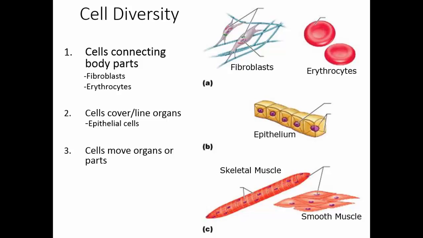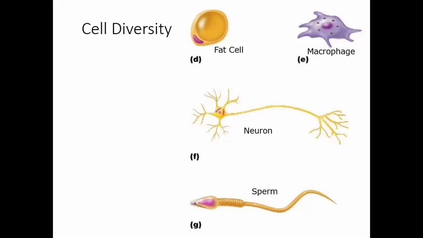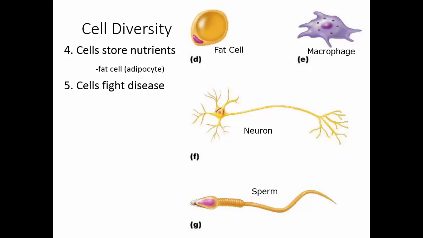Other cells move organs or parts of organs. They're capable of contracting or changing shape. This would be skeletal and smooth muscle. Some cells store nutrients, like the fat cell. It stores fat globules. These are called adipocytes or fat cells. Other cells may help us fight disease. The macrophage is specialized to eat other stuff, so anything foreign it will eat and take care of.